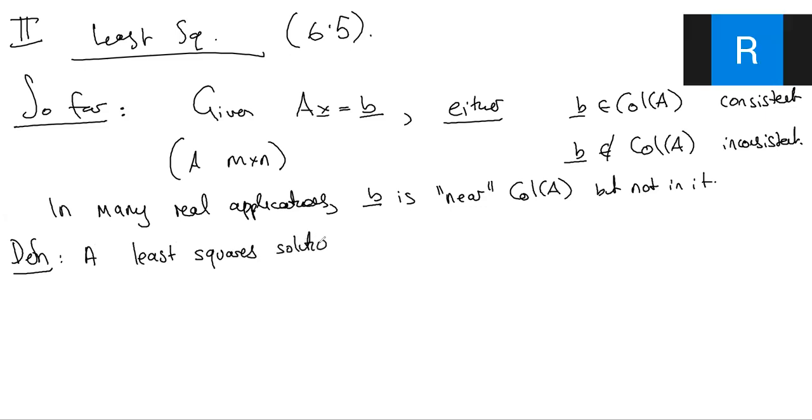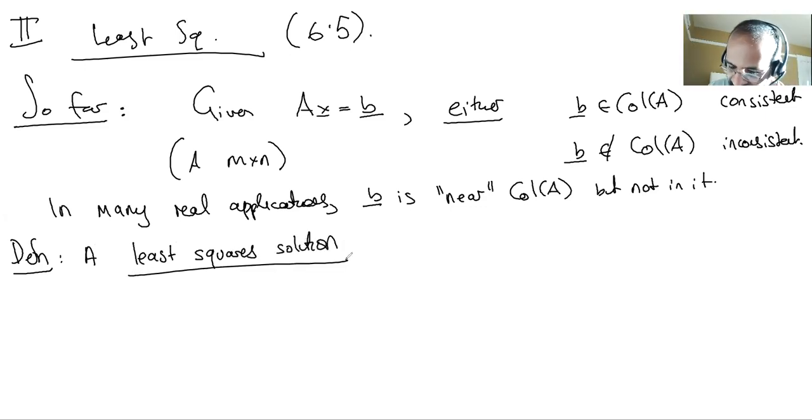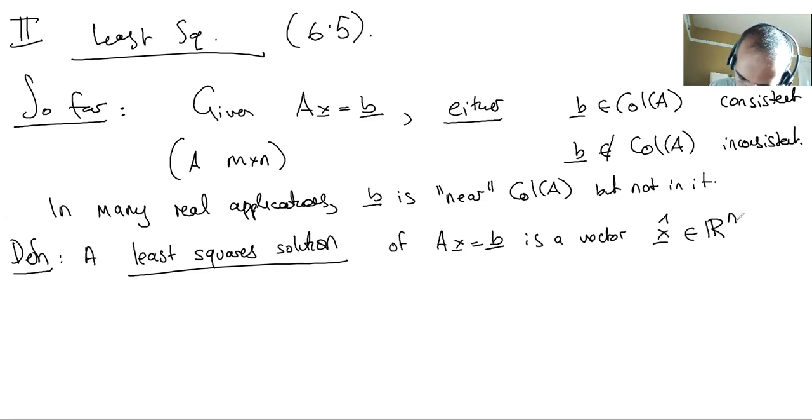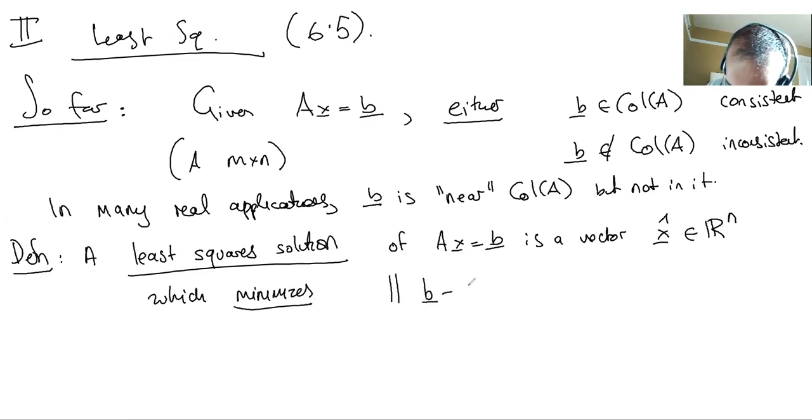Can you explain what near means? I'm just going to write it just now. Yeah, OK. It's minimizing distance. So a least squares solution of AX equals B is a vector X hat, which lives in Rn for an M by N matrix A, which minimizes the distance of B to AX hat. And traditionally you square it. That's the same as minimizing the distance.